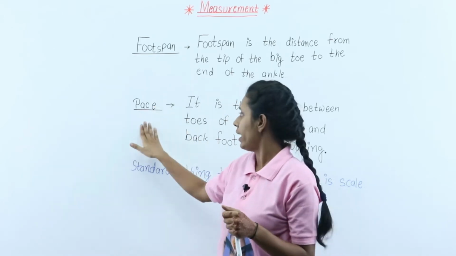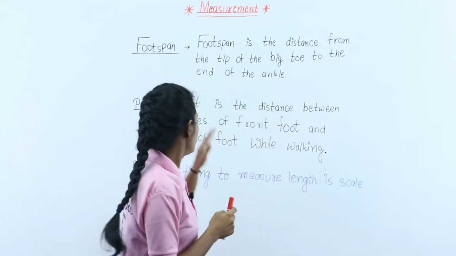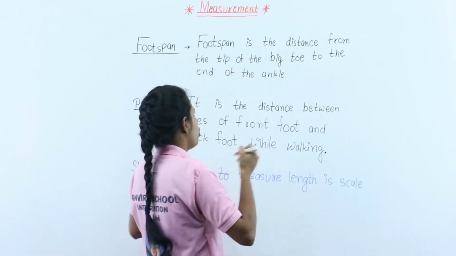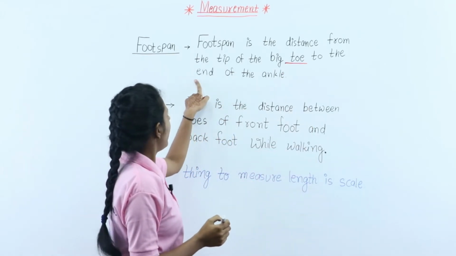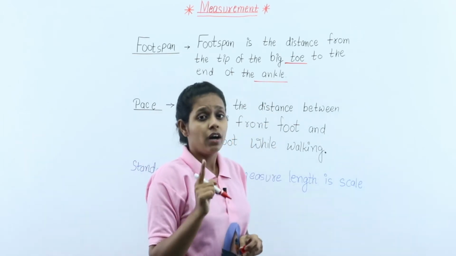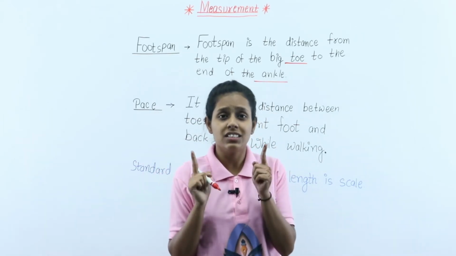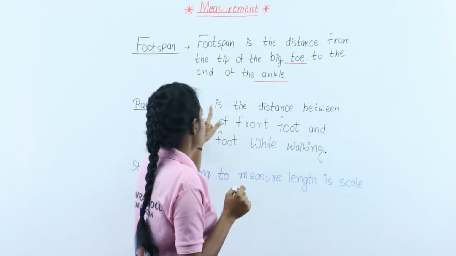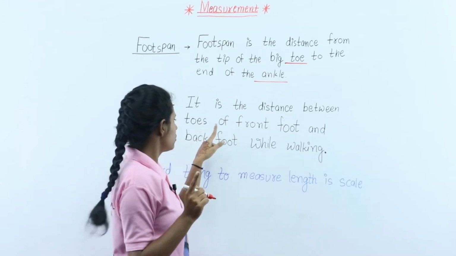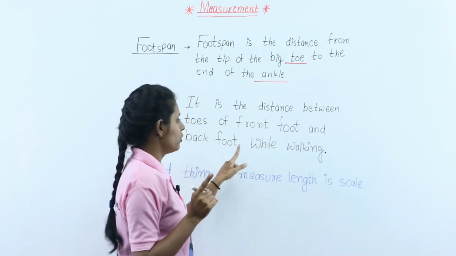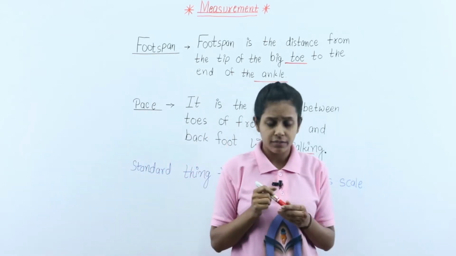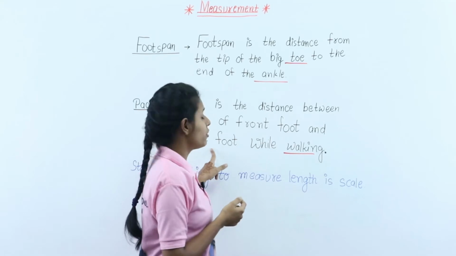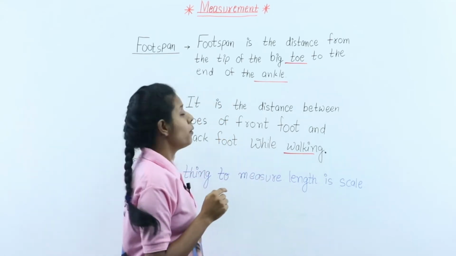Now, foot span and pace. We use our foot. First is foot span. Foot span is the distance from the tip of the big toe to the end of the ankle. The distance between both of these is called foot span. Next is pace. It is the distance between the toes of the front foot and back foot while walking. When we walk, we use two feet, the first foot and the last foot. The distance between both of these is called pace.